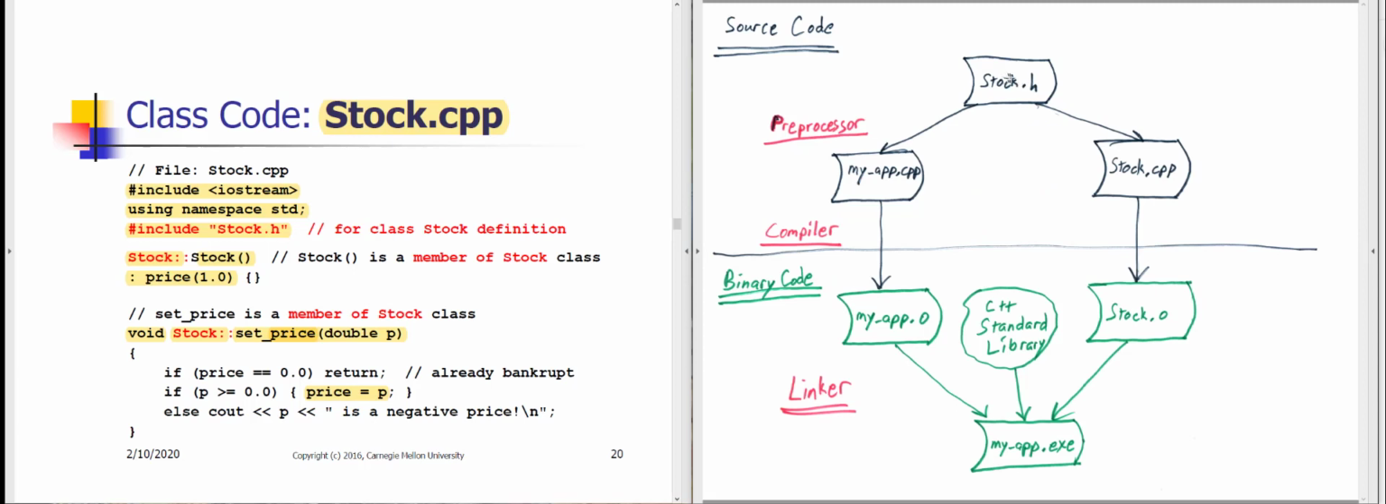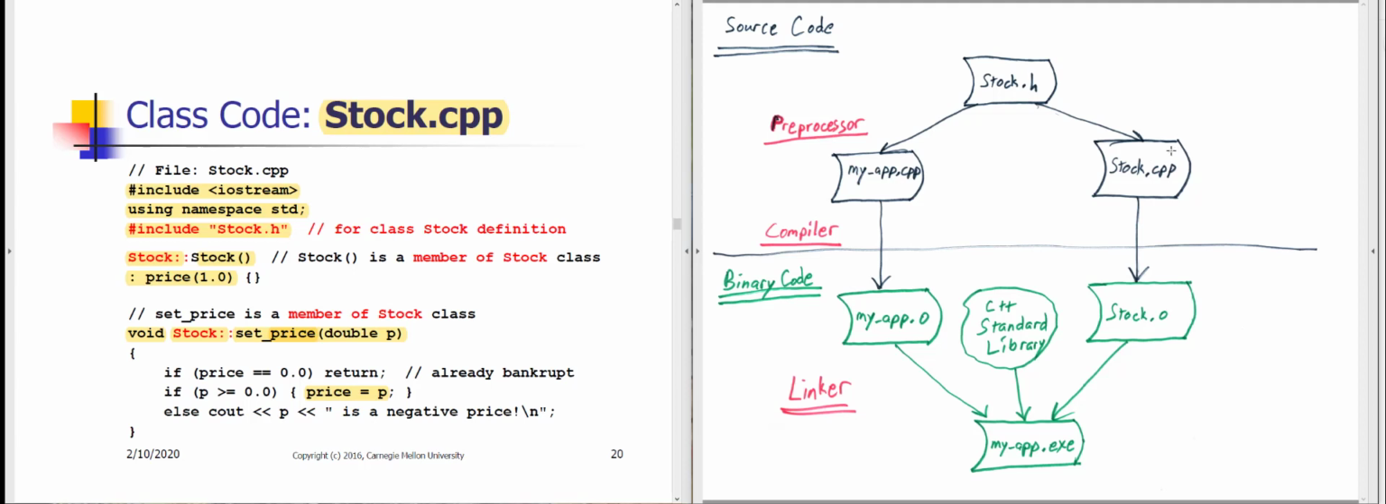So we have three separate source code files. And these icons here are my pitiful attempts to represent these three files. The stock header defines the stock class, including its behaviors and its state. That is, including its public member functions and its private data. Now, that stock header is included using an include directive within the application source code file and also within the stock.cpp implementation file.